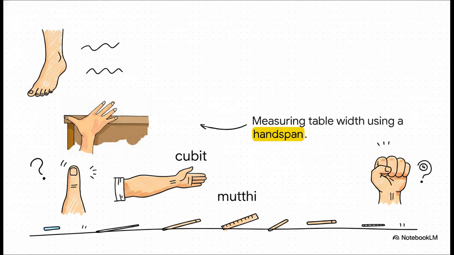Historically, people just relied on their own bodies to measure things. They used the length of a foot, a pace, a cubit, which is the length from your elbow to your fingertips, or an angle, a single finger, and even a mutthi, or fist. You can imagine the absolute confusion this caused. I mean, if I sell you a yard of cloth measured from my outstretched arm to my chin, and my arms happen to be way shorter than yours, you are going to feel completely cheated.